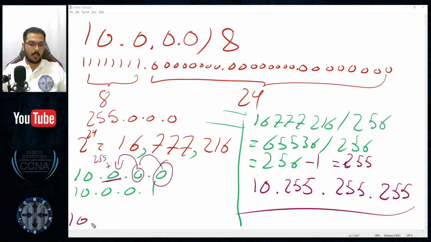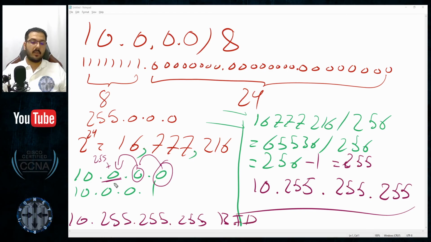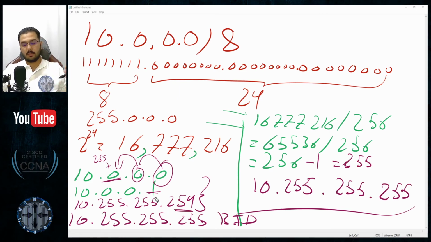So 10.255.255.255 is the broadcast today, the broadcast ID. So the last valid IP address is 10.255.255.254. And these are the 16,777,214 valid IP addresses. In this video, we talked about 4 different examples for subnetting.